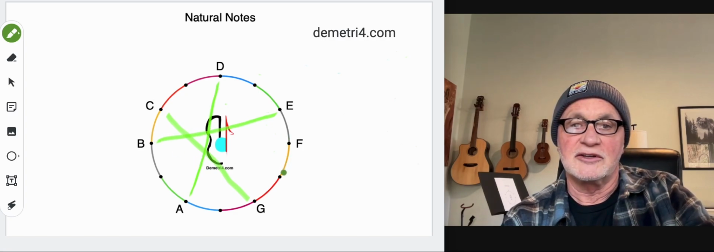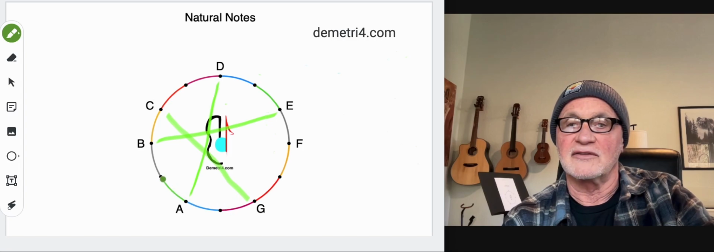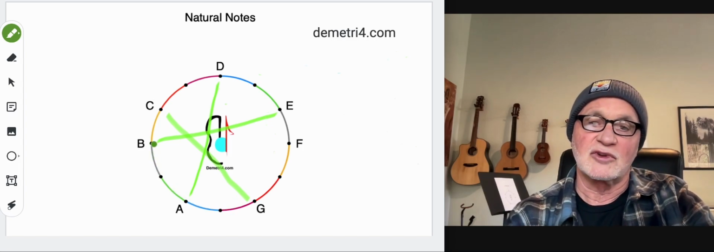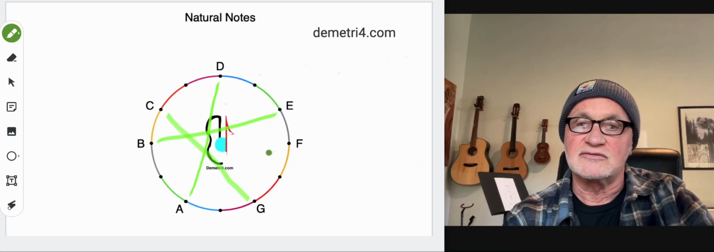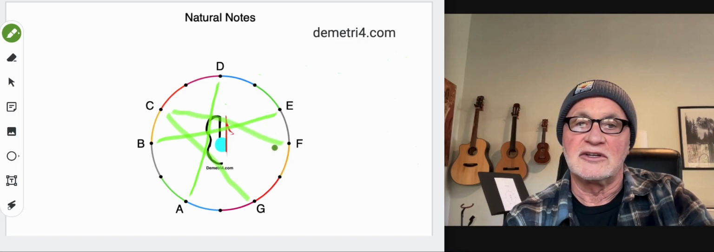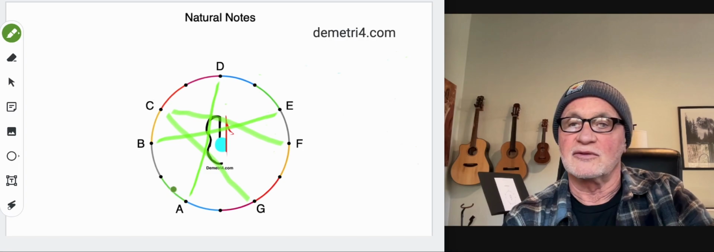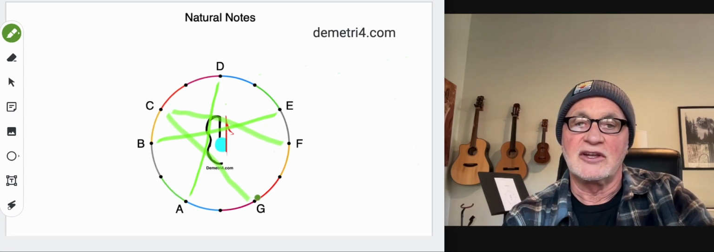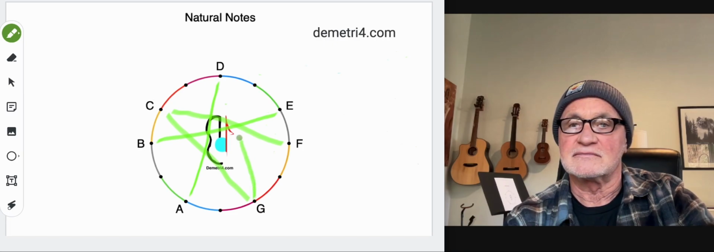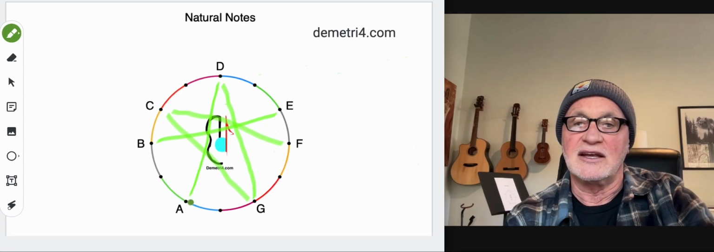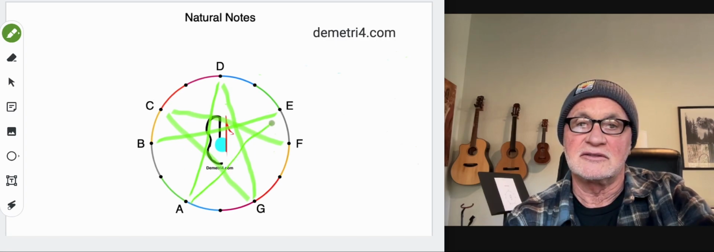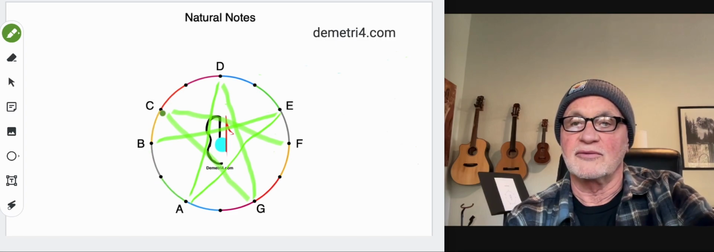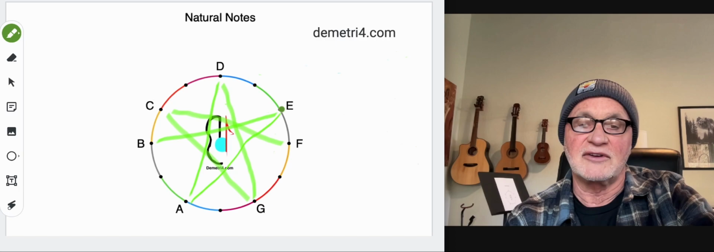And again, we have 1, 2, 3, 4, 5, 6, 7 dots, or a perfect fifth. And then we have F to C, 7 dots. G to D, 7 dots, perfect fifth. A to E, 7 dots, perfect fifth.